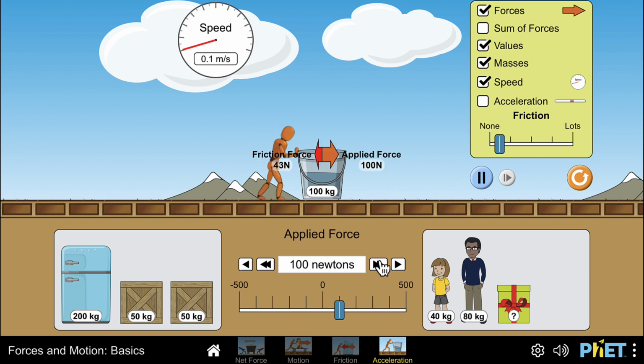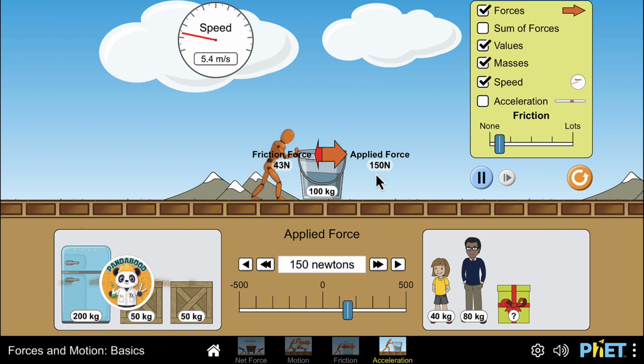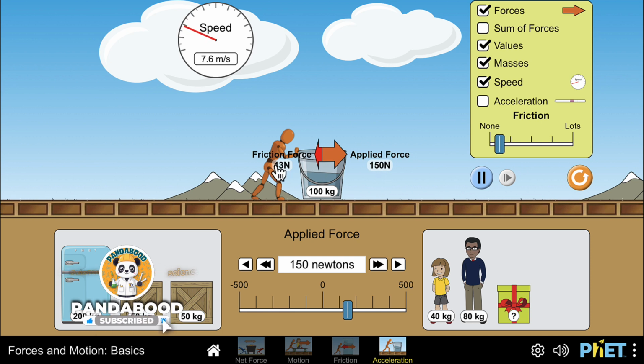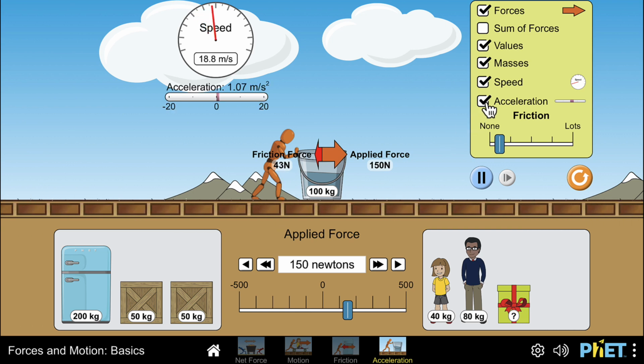Then you don't see the sum of forces. How can I find it now? You subtract 150 minus 43, you would get 107, and then divide it by 100, so the acceleration must be 1.07. And then you can check your answer.